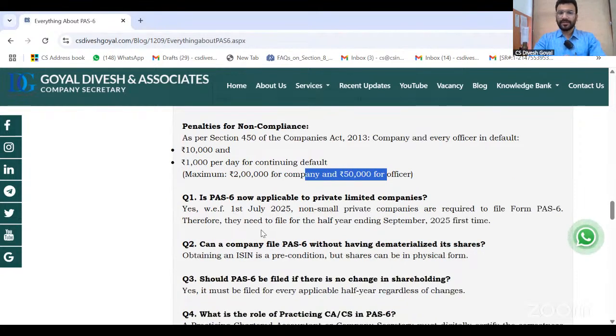So now the question, is PAS-6 applicable on the private company? I have already given the answer to this. There are two schools of thought. You can adopt any school of thought as per your convenience.